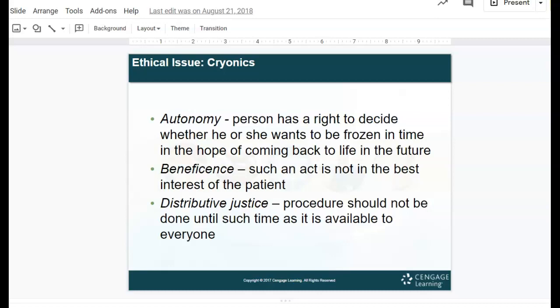Beneficence: such an act is not in the best interest of the patient. That is the way that principle reads with regard to cryonics. And then distributive justice is that the procedure should not be done until such a time as it's available to everyone. Basically, distributive justice is saying this is fine, but it has to be done once everybody has the opportunity to do it. It shouldn't just be an elite few that are able to do this because they have millions of dollars or what have you.